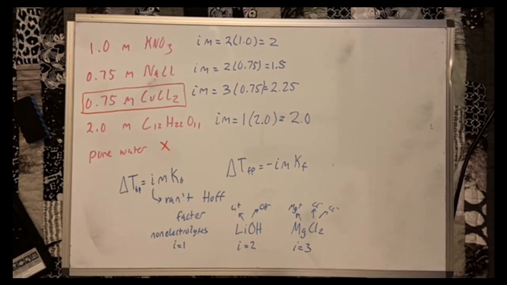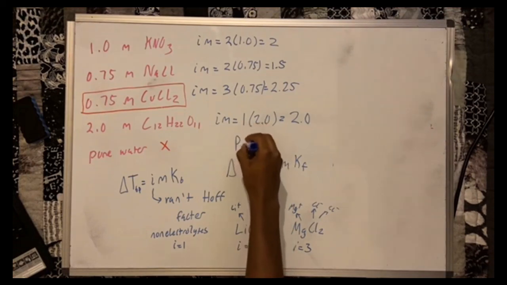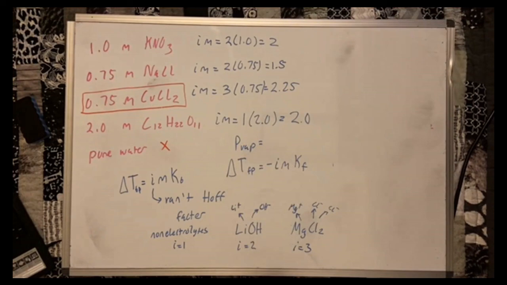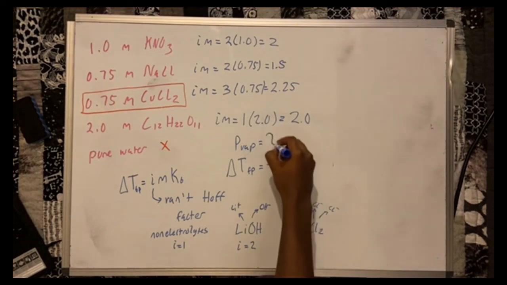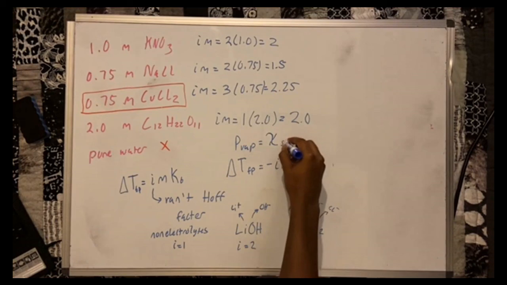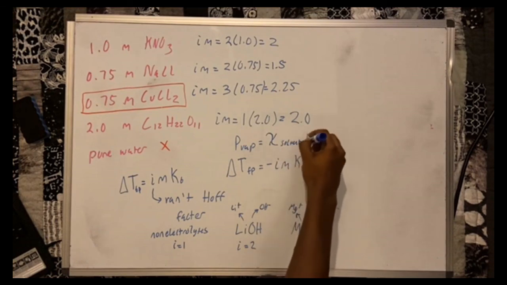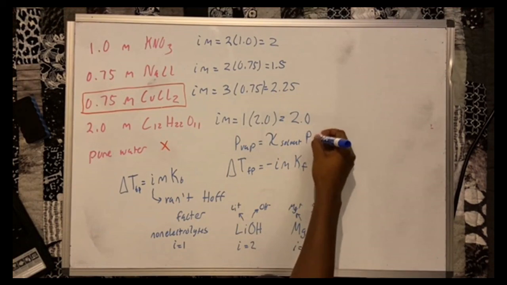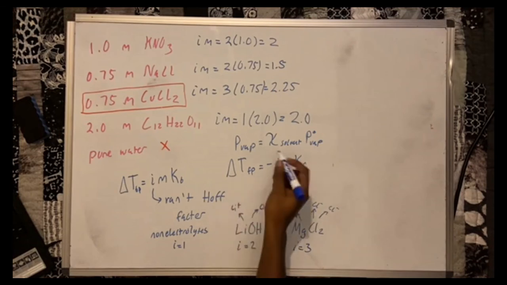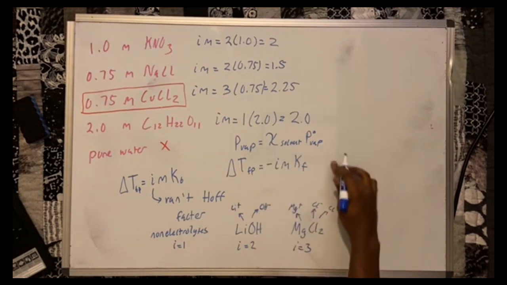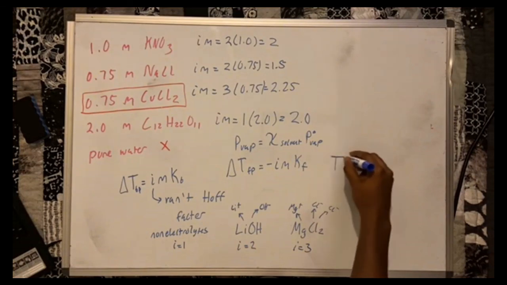Don't forget the other two. There are two others. So there's vapor pressure. P vap, if I remember, is the mole fraction of the solvent times the original vapor pressure of whatever the solvent is. There's no van 't Hoff factor involved in this. I probably should double check that. I'm not exactly sure.